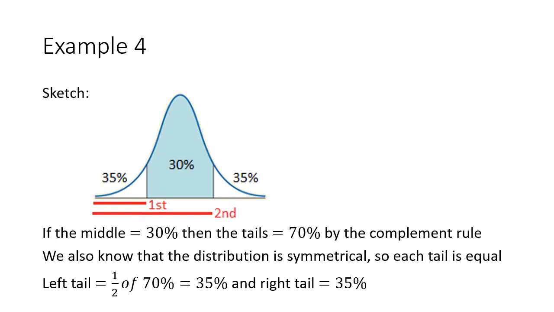Well, the nice part is we can logic this out. If the middle is 30%, then the tails have to be 70% by the complement rule. Again, we have to add up to the entire thing. It's got to add up to 100% or add up to the number 1. And I also know that this distribution is symmetrical, which means the tails have to be equal to each other. Which means if there's 70% in the tails, half of it is in the left tail, or 35%, and half of it is in the right tail, again, 35%.